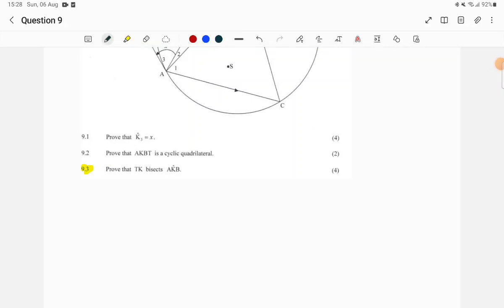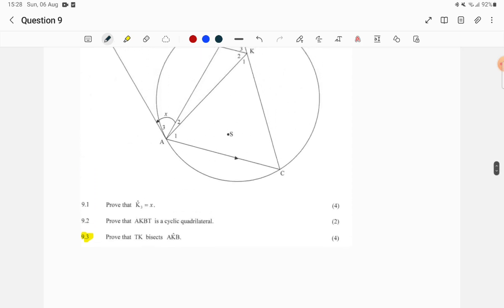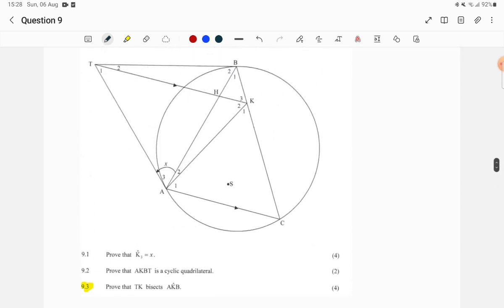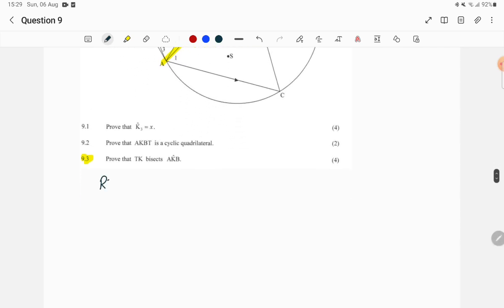Question 9.3. Prove that TK bisects angle AKB. So let's go ahead and find where exactly AKB is. Essentially what we require to prove, RTP, is that K2 is equal to K3. That is our goal here.